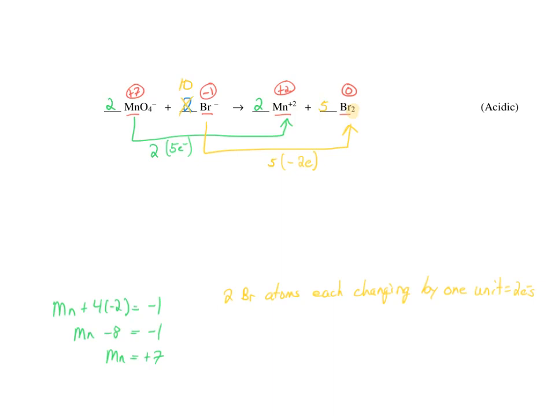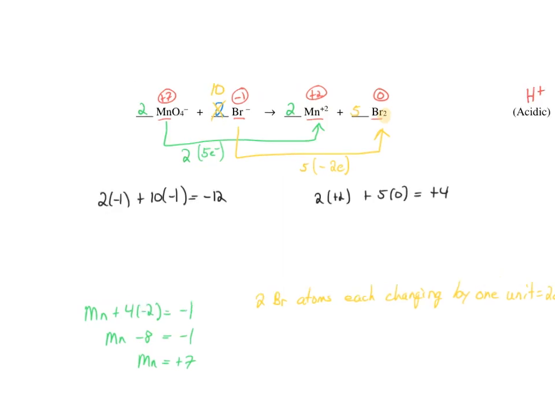Now we go on to worrying about balancing for charge. We're in acidic solution, so what we have to balance charge is H+. On the reactant side, we have 2 minus 1 plus 10 that are -1 charge, total of -12. On the product side, we have a net charge of +4. Now to balance a charge by adding H+, we're going to have to add 16 H+ to the reactant side.